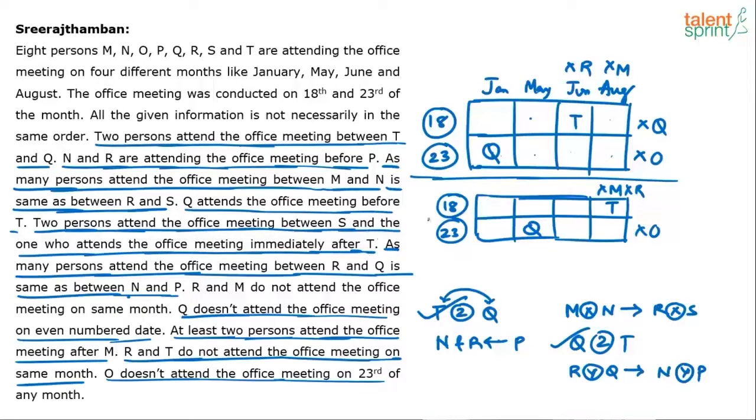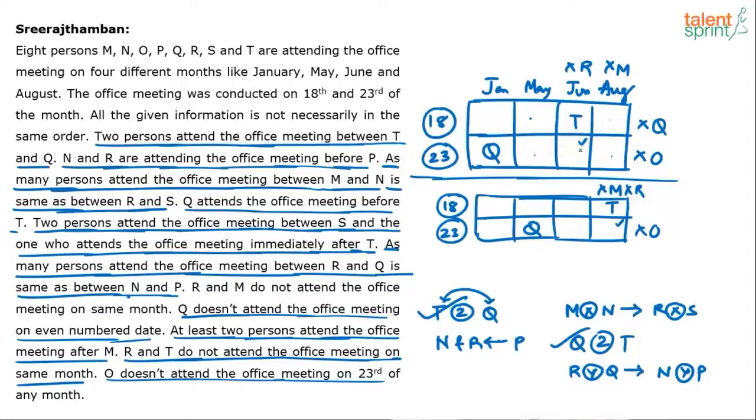See, who attends the office meeting immediately after T? According to case 1, the one who attends the office meeting immediately after T is this person. According to case 2, it is this person. Immediately after T. So 18th June, next is 23rd June. 18th August, next is 23rd August. So the point says there are 2 persons who attend the office meeting between S and this person, where we have put the tick mark.